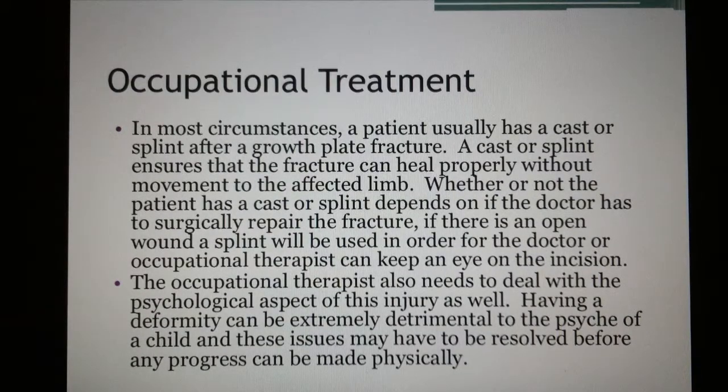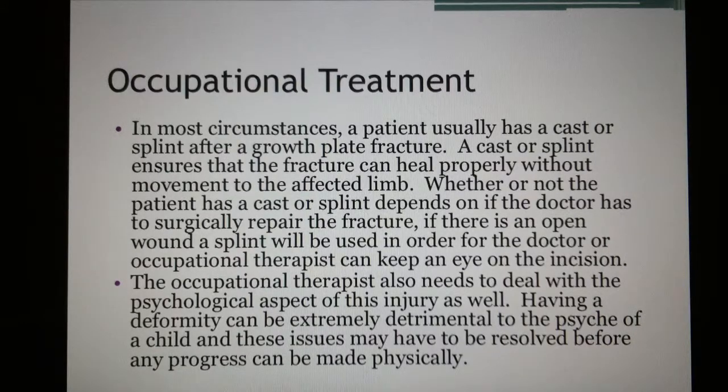In most circumstances, a patient usually has a cast or splint after a growth plate fracture. A cast or splint ensures that the fracture can heal properly without movement to the affected limb. Whether or not the patient has a cast or a splint depends on if the doctor has to surgically repair the fracture or not. If there is an open wound, a splint will be used in order for the doctor or occupational therapist to keep an eye on the incision.